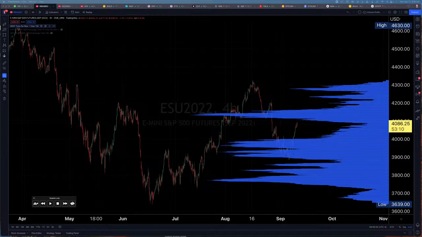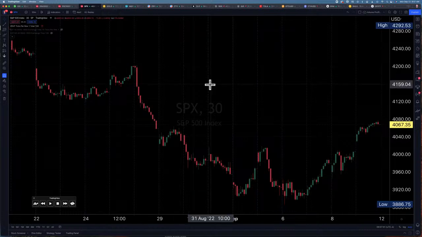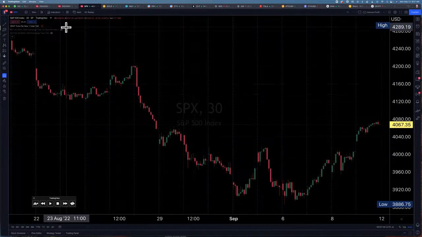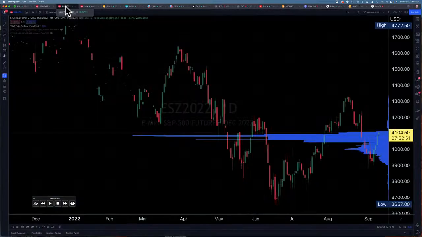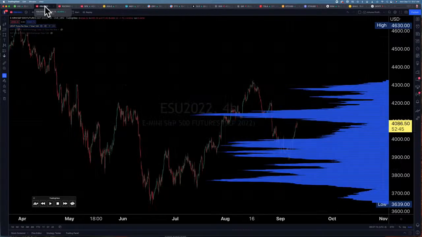And let's see. So, for instance, if I go to the SPX, which isn't open yet, so I don't know what the pricing on it is yet. But this is the SPX. It isn't open yet, so it's at 40.67. That's the closing price from last Friday. This is the December contract, which is currently at 41.04. And this is the September contract, which is at 40.86.